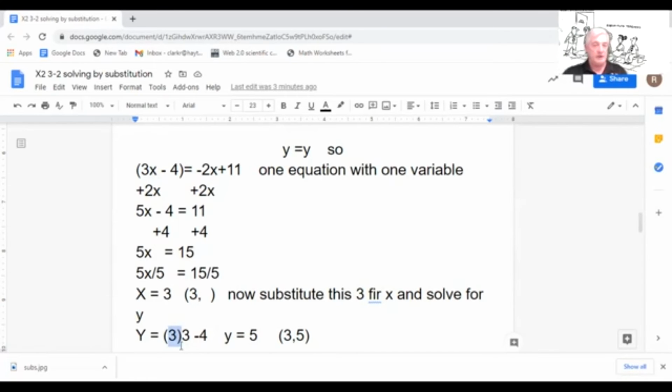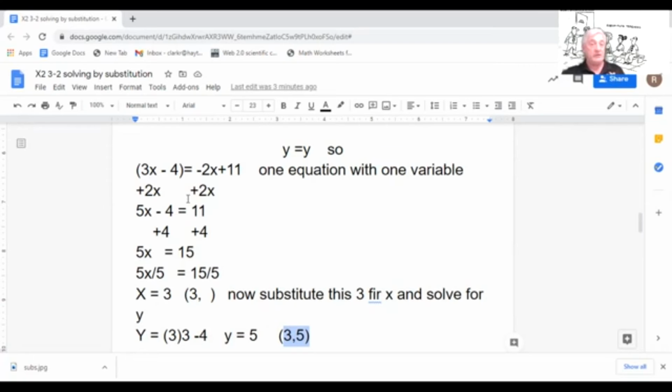And now we do the arithmetic. 3 times 3 is 9. Subtract 4. Sometimes that's hard. 3 times 3 is 9. Subtract 4 is 5. So our answer has to be a point. Our answer is 3, 5.